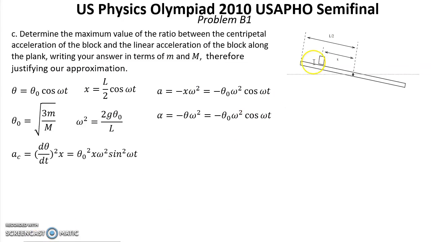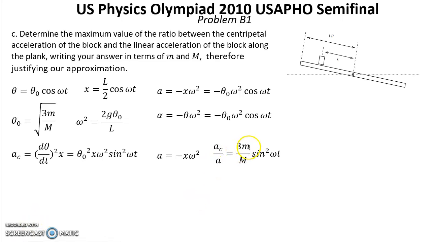In our case, centripetal acceleration for our block equals this expression. That's the first derivative of the angle by t, squared, multiplied by distance x, which gives us this expression. Linear acceleration. For linear acceleration we have this expression. Now we need to divide this centripetal acceleration by linear acceleration, which will give us this answer.